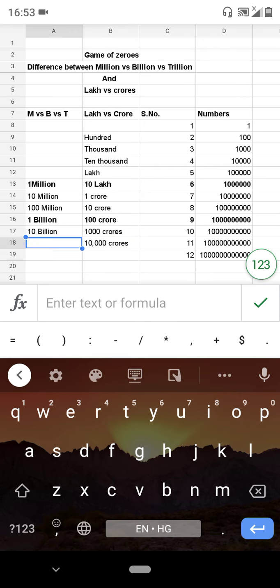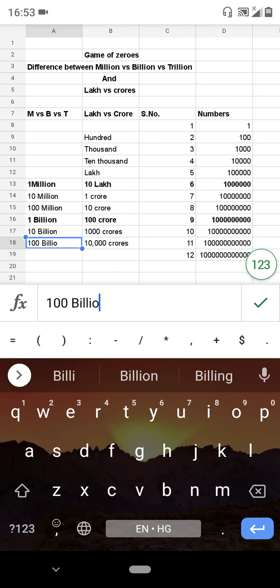Now in billion terms, how many zeros do we need? We need 9 zeros. And this has got 11 zeros, so you have got 100, and then 9 zeros ahead of 100, which is 100 billion.